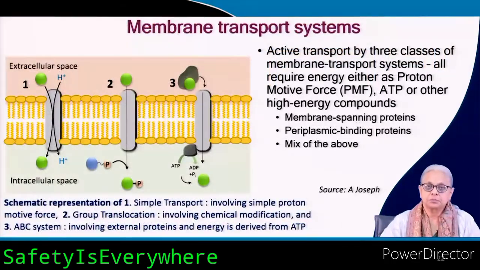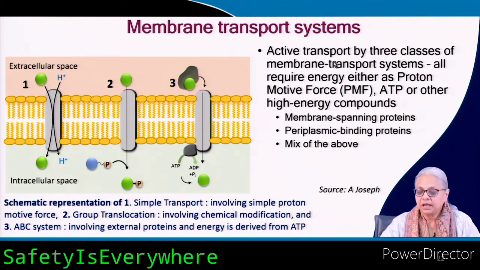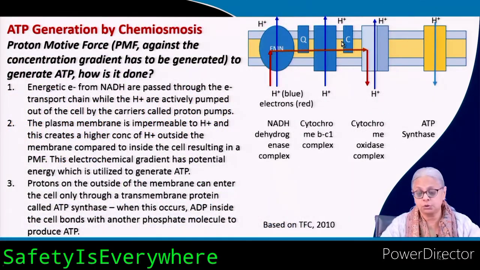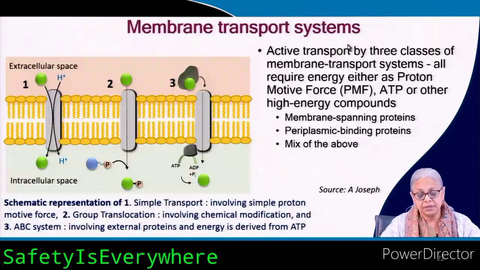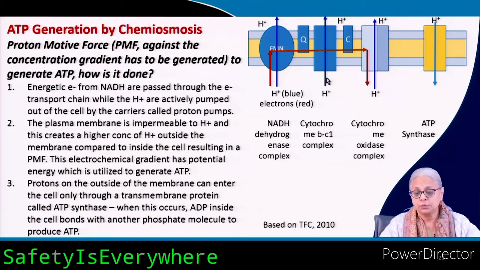So we have membrane transport systems, and these are all part of the active transport systems. Here we have three classes of proteins. We have membrane spanning proteins, we have periplasmic binding proteins. So we have the quinone group, the cytochromes, and some of them are a mix of the two. So some of the transport processes are where you have a mix of membrane spanning proteins and periplasmic binding proteins. And you can see this process of ATP generation is actually a mix of all these processes.